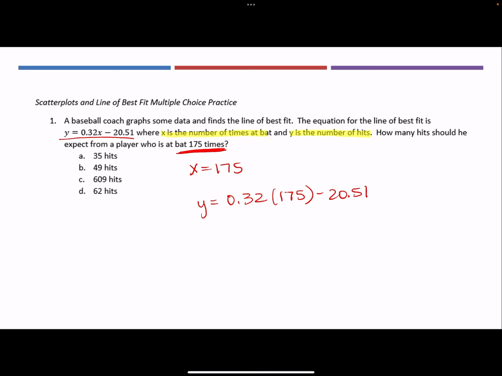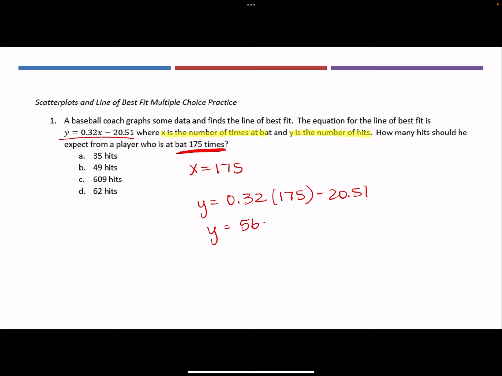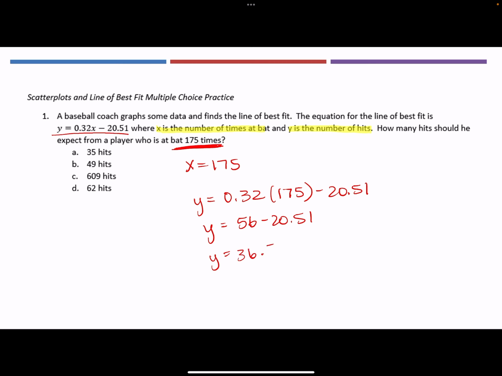And if I multiply 0.32 times 175, I get 56 minus 20.51 is 36.51. Right? So if I look at my answer choices, the only one that makes sense is this, choice A. Right? All right, let's try another one.